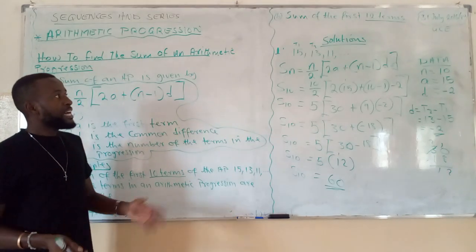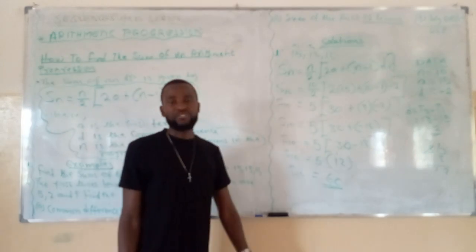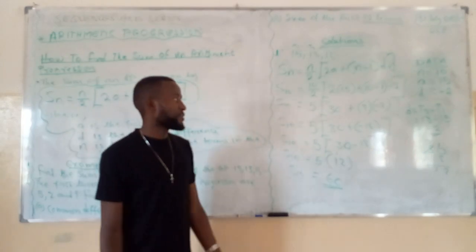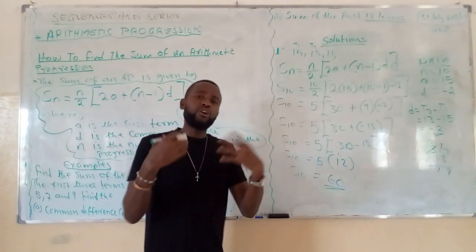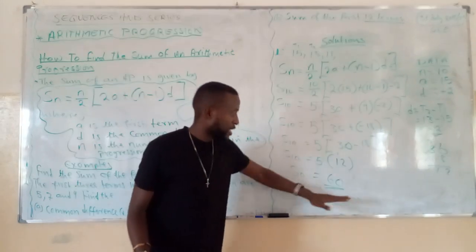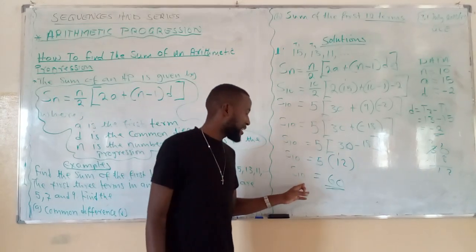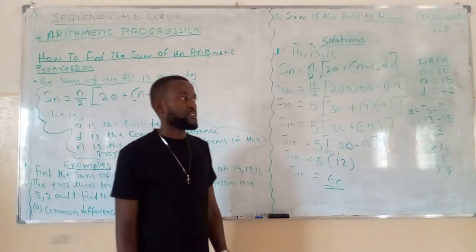If you want, you can find all the 10 terms and add them. You are going to find 60 as your answer. That is what they are simply saying. But that is a long way, a long cut. The shortcut is simply using the formula and you are able to find the answer correct to be 60. The sum of the first 10 terms is equal to 60.